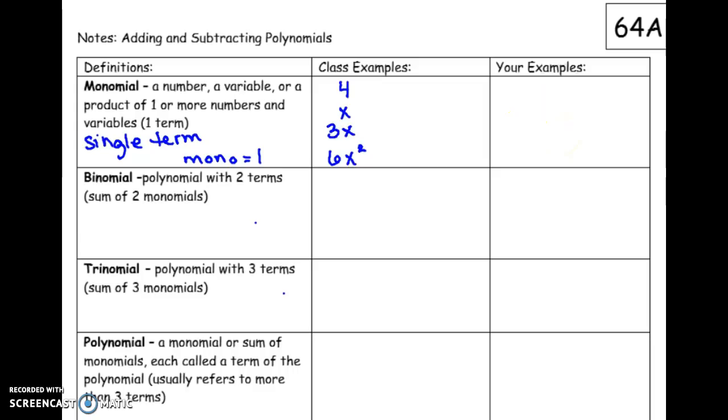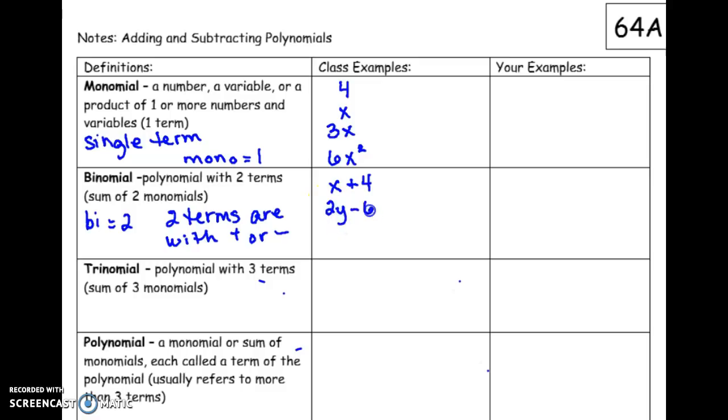A binomial, bi means 2. So a binomial would be 2 terms, separated by a plus or a minus. If I had x plus 4, that would be a binomial because we've got 2 terms with a plus. If I had 2y minus 6, that would also be 2 terms, or a binomial. 3x squared plus 7, a plus b. Those are some examples of binomials. You can write in some of your own examples on the right.